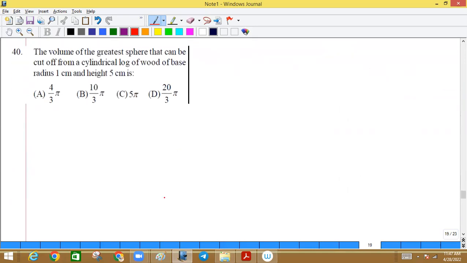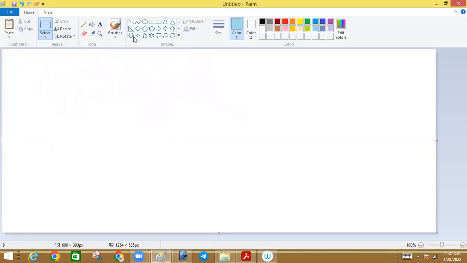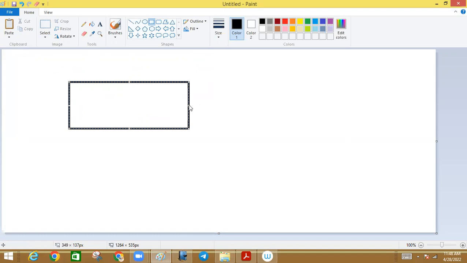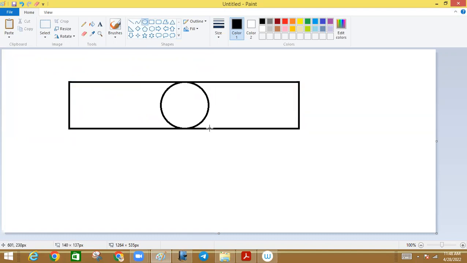The volume of the greatest sphere that can be cut off from the cylindrical log of wood of base radius 1 centimeter and height 5 centimeters is. Okay, this is a cylindrical log of wood. This is like a cylinder, but it appears like what? If you look at the front view, it appears like a rectangle.